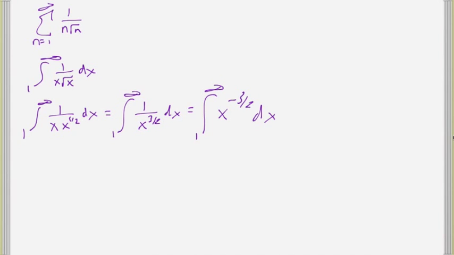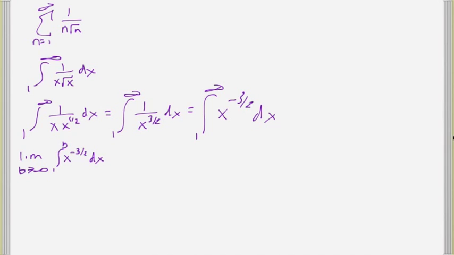Now, this is an improper integral, so we really need to write limit as b goes to infinity of the integral from 1 to b. That should really only matter if we're doing a free response. Free response, do this. Multiple choice, don't waste your time. But technically, we do need this because we can't actually evaluate the integral out to infinity.